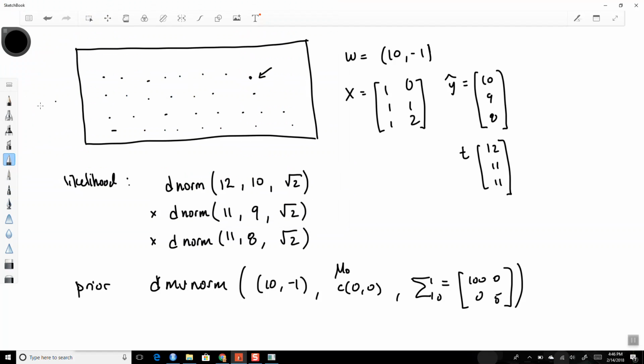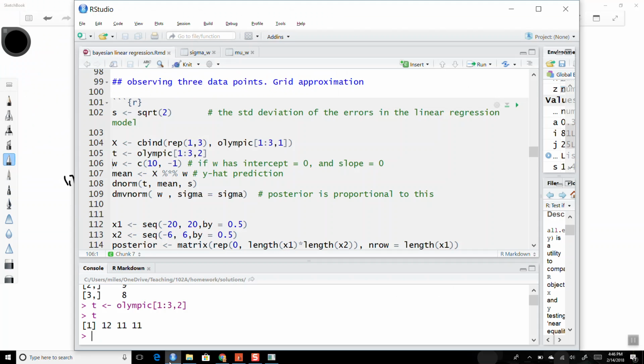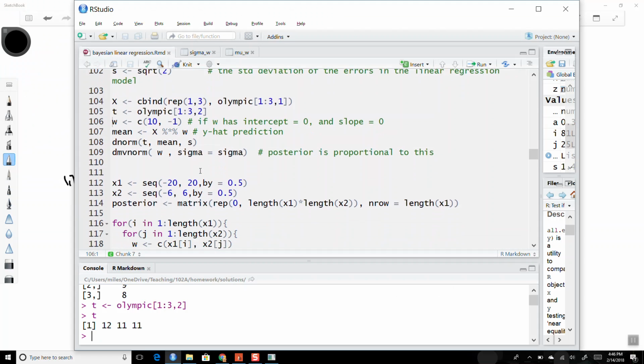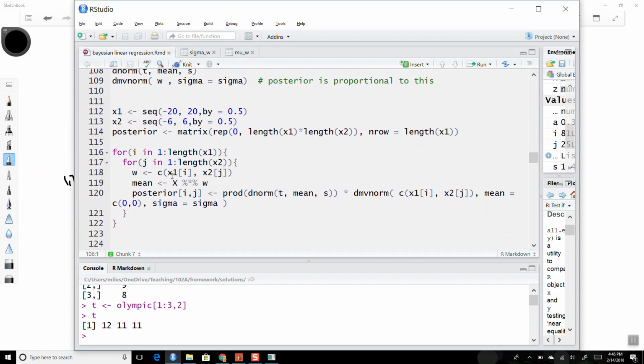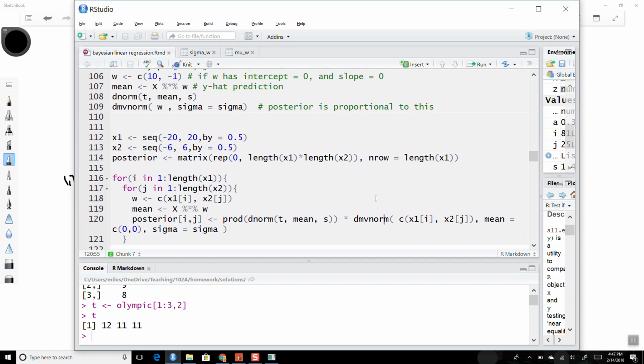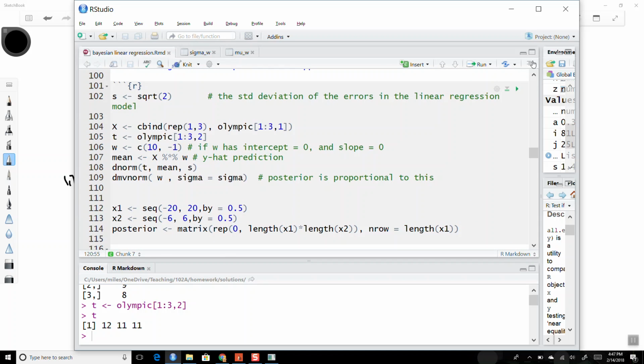So then I create a grid here. Okay, and that's all I'm doing. Inside my loop, my posterior is going to be the product. Here t is a vector of 3 values and mean is a vector of 3 values, and dnorm knows to do element-wise normal calculations here. And so it's going to be the total product of those 3 values multiplied by the prior probability from dmvnorm. Okay, and so we're going to do this for our entire grid.